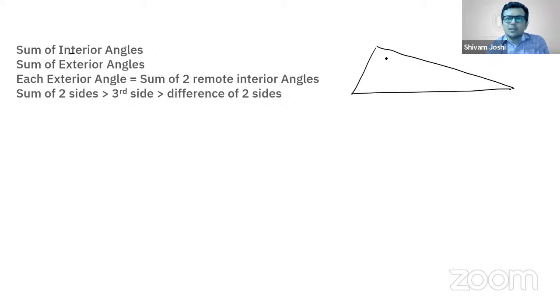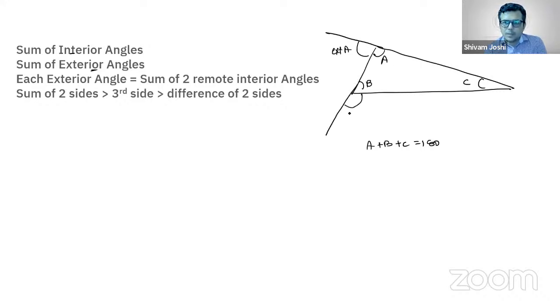Sum of interior angles, that is A plus B plus C, and that is 180. Sum of exterior angles, that is exterior A, this is exterior B, and this is exterior C. I can say sum of exterior angles is 360.